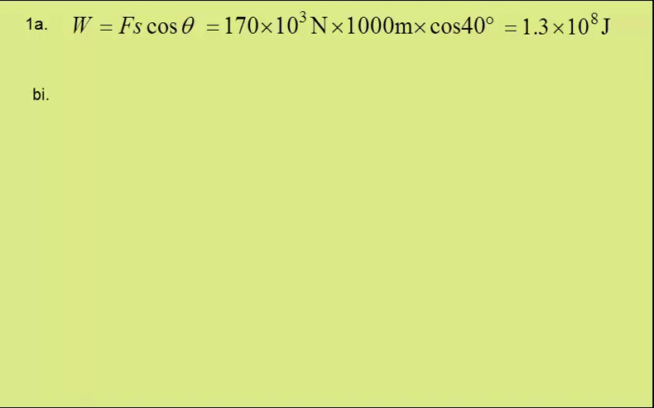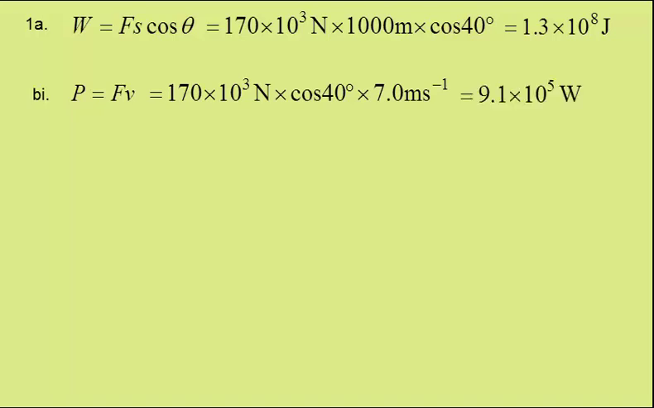In B, with the sail and the engines operating, the ship travels at a steady speed of 7 meters per second. In part 1, we need to find the power developed by the sail. Well, power is force times velocity, and this is 170 times 10 to the 3 newtons times the cosine of 40, giving the resultant force in the direction of motion, times the 7 meters per second. This is 9.1 times 10 to the 5 watts.